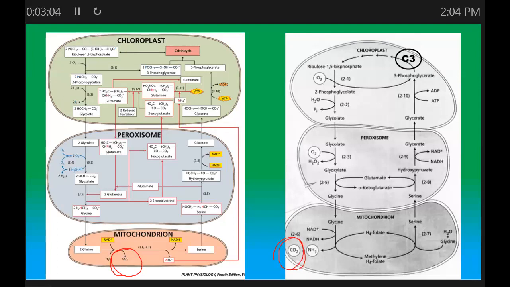So that's just respired off. That's why they call it photorespiration. And there's extra energy expended. Here you can see ATP is being used to do the last step of taking glycerate and making phosphoglycerate off of that.